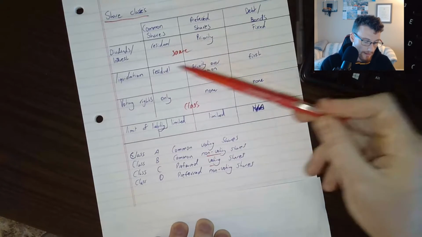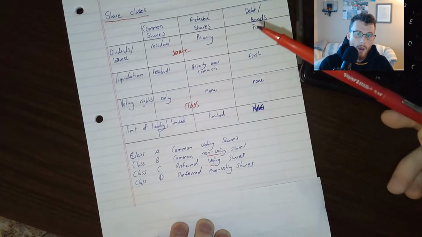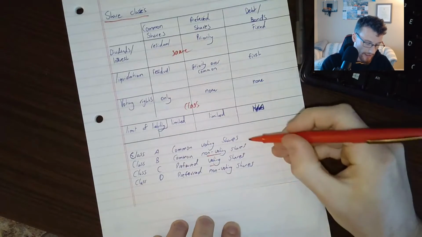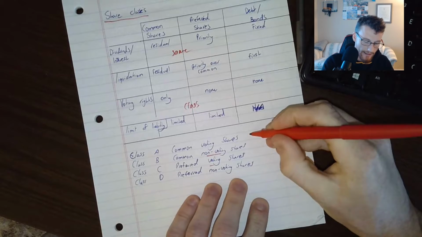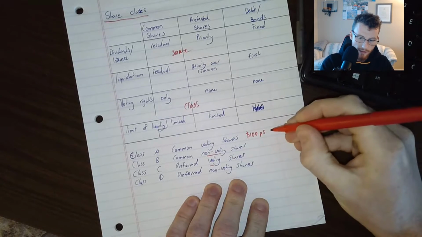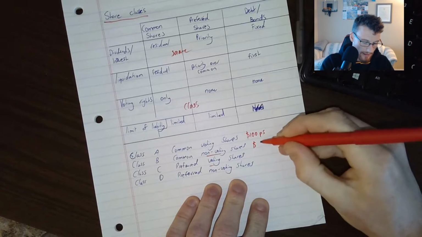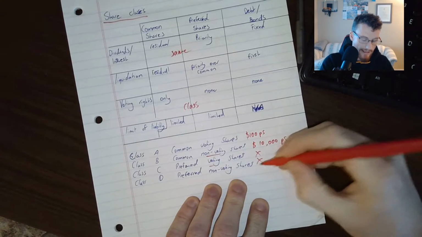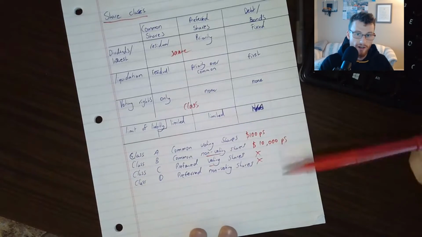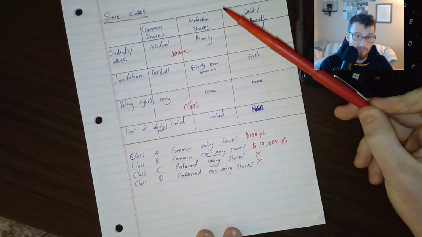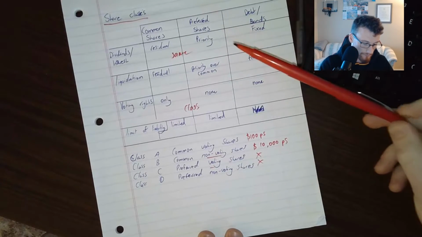Dividends as well. It depends on what class is issued a dividend. We could set up right here that Class A gets $100 per share, and then Class B gets $10,000 per share. And these guys get nothing, which is contradictory to what we learned in school, where preferred shares get priority over common shares.